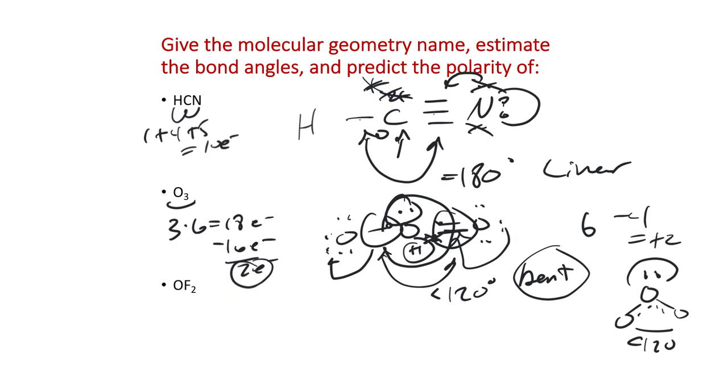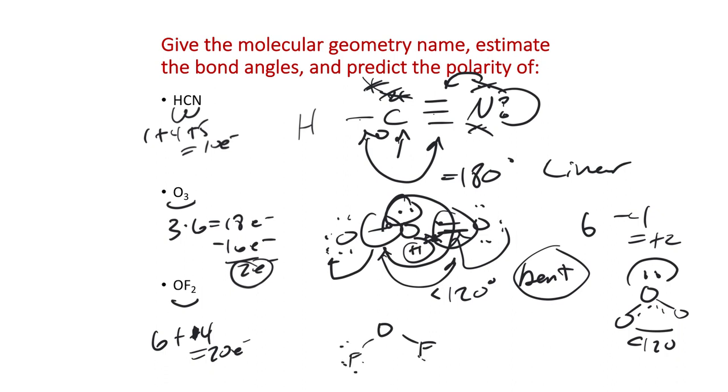So for OF2, sort of the same thing: 3 atoms all connected together. Is it going to be linear or is it going to be bent? To get that, we would just count 6 plus 14 for 20 electrons. So that's O, F, F.